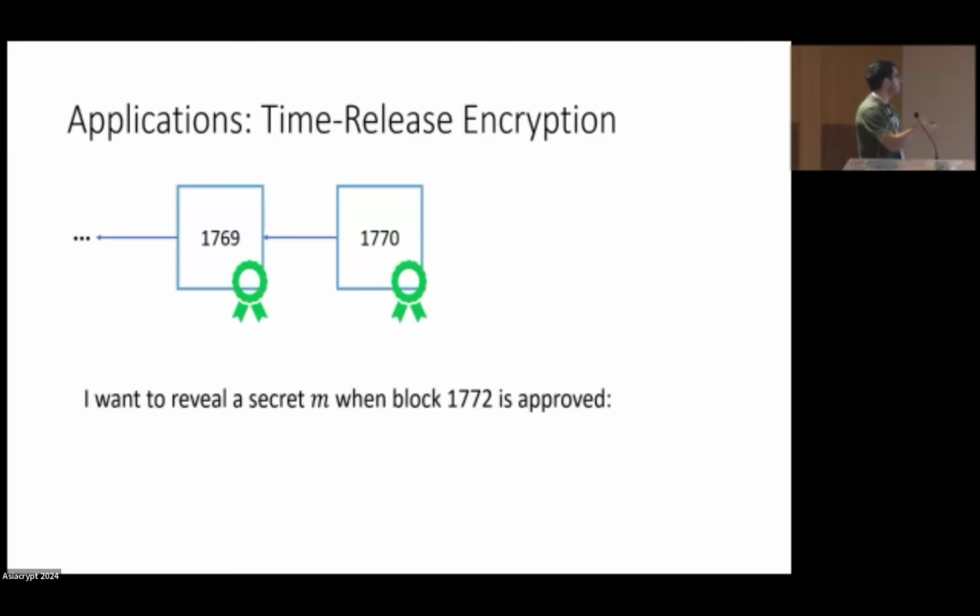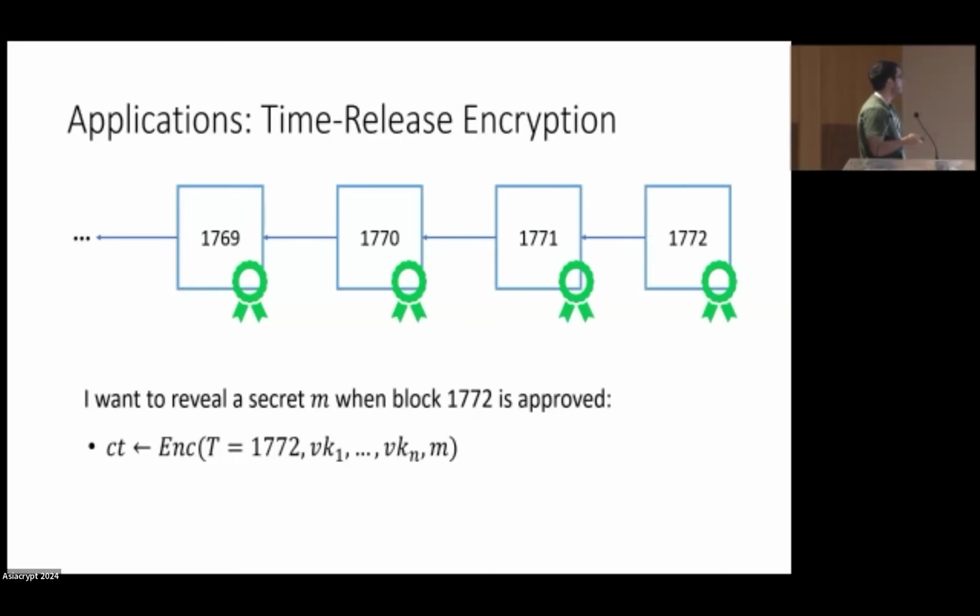So let's say that at this point we have block 1770 that is mined, and we want to reveal a secret term whenever block 7072 is approved. Basically, we can just use this SWE primitive by encrypting, with respect to block 7072, the message that we want to reveal. And whenever the blockchain gets extended and these signatures appear, then we have the witness to decrypt the ciphertext. So everyone, just by accessing the blockchain, can access the secret.